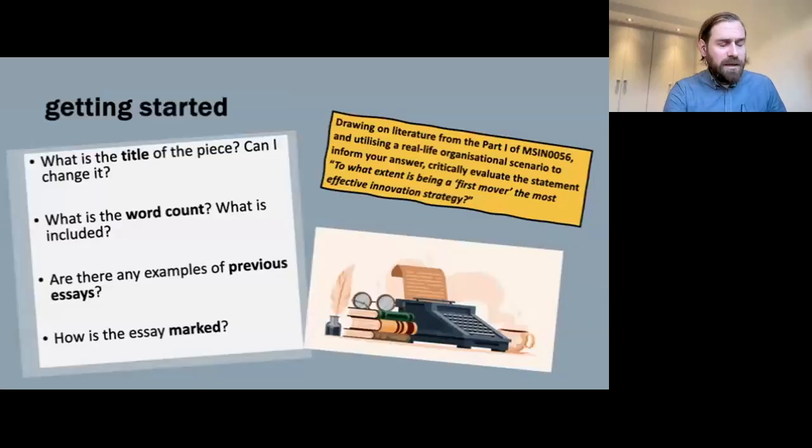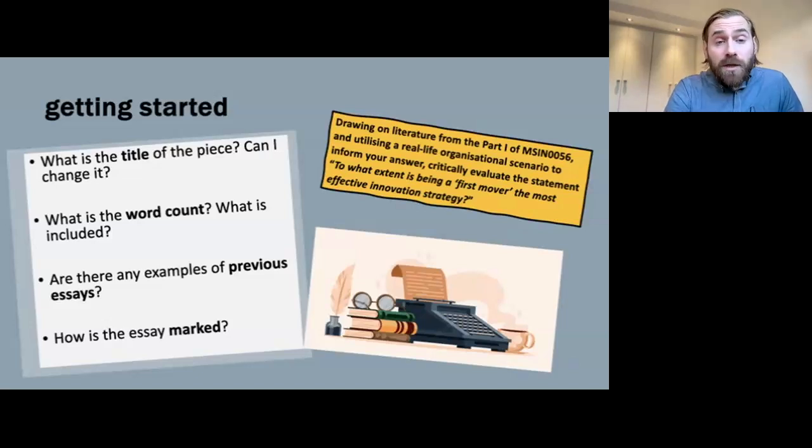First question: what's the title of the piece? This is what you're going to be doing, and what we'd like you to do is copy and paste this and put this right at the top of your work. So don't use another title. Don't just create a title. This is exactly what you're being asked to do. It's very specific wording, and if you change that specific wording, it will change how you're answering the question. So you are to use this one.